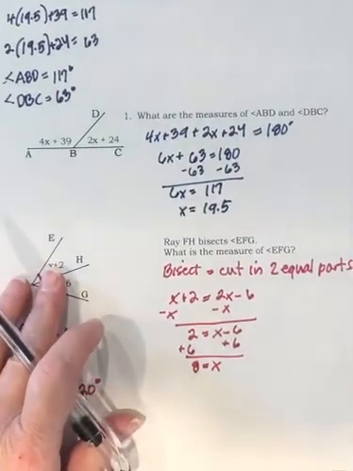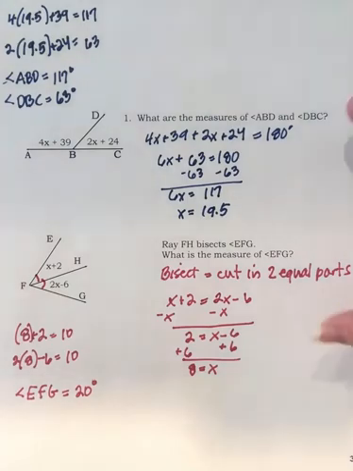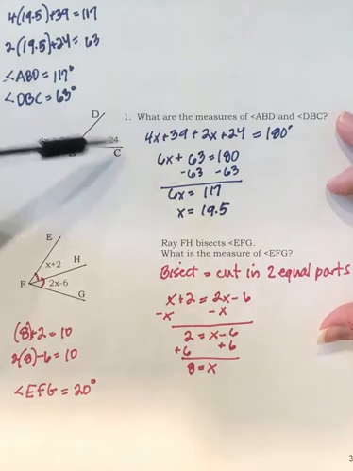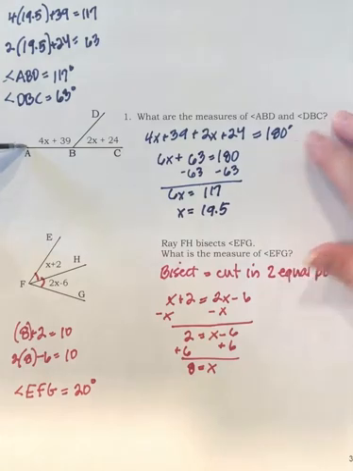Okay, looking at a couple more examples. Here's the figure that I started with. What are the measures of ABD and DBC? Well, I obviously can't figure out what the angle measure is if I do not know what the variable is worth. So I need to figure out what kind of a relationship I have. Well, in this case, this is a linear pair. I know that these two angles can add together to be 180 degrees. So that's exactly how I set up my equation.